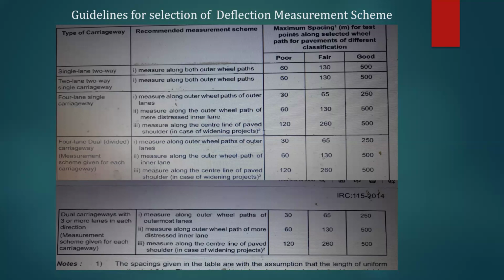So in the longitudinal direction, along the wheel path direction, depending upon the condition of the pavement, whether it is poor, fair or good, the interval to take depends on the type of carriageway and the condition of the pavement. I'm not concentrating much here because there is other analysis I want to explain, so I'm just going ahead.